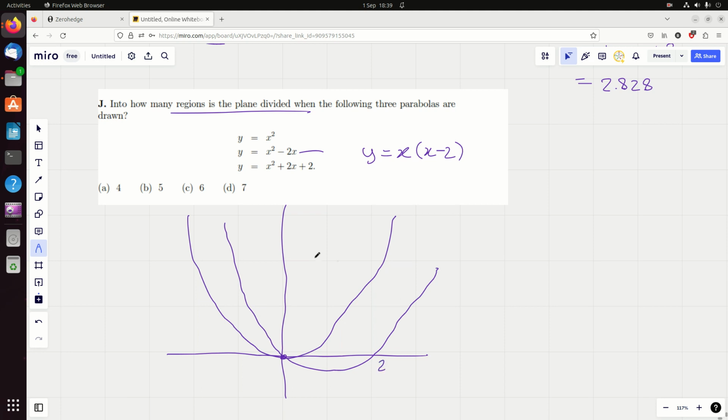The one thing you might say is, how do we know that these two don't meet here and here? Well, let's see if they do. Right, x squared equals x squared minus 2x. In which case the x squareds cancel and you get 0 equals minus 2x, in which case you get x equals 0. So they only meet once at x equals 0. That's interesting, yeah? Okay, last one to draw on the diagram.